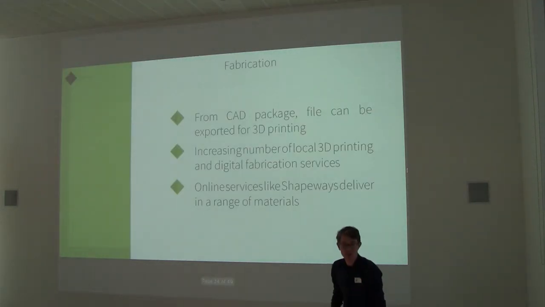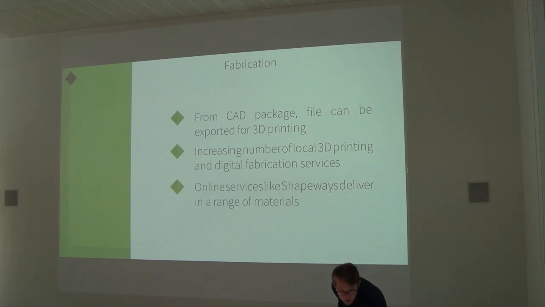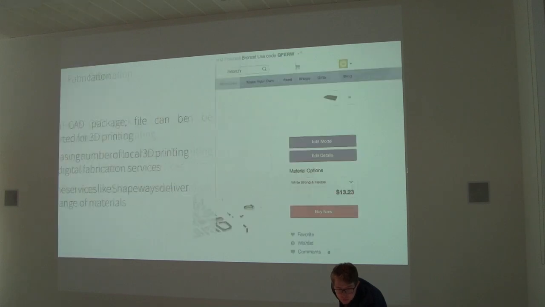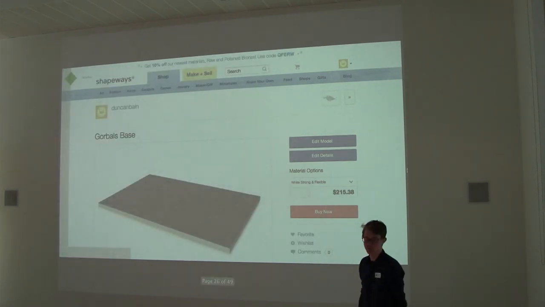Slide. From that CAD file, you can export it for 3D printing. I tried and was fairly unsuccessful at trying to get a little 3D printed model here today, so apologies for that, it would be quite cool to pass around. But if you want, you can go to the Shapeways website where I have uploaded that data. And for $15.23, you can buy all of the tiny little buildings of the Gorbals. And the base, which costs $250. You can probably make that a bit thinner.